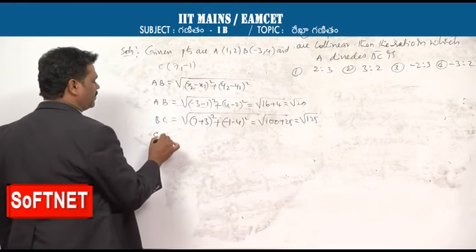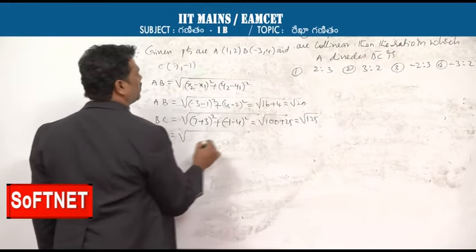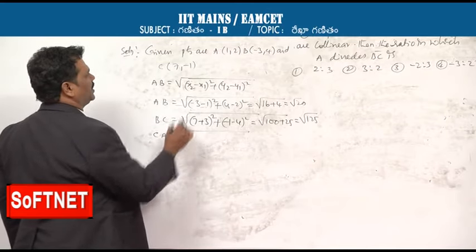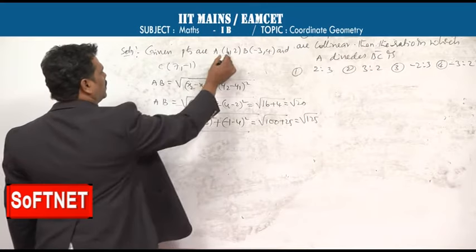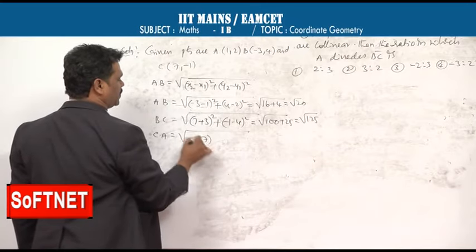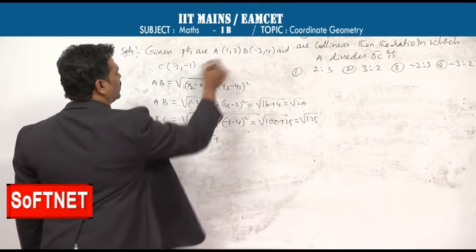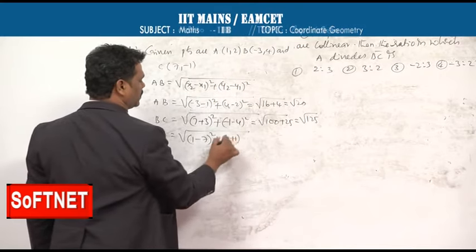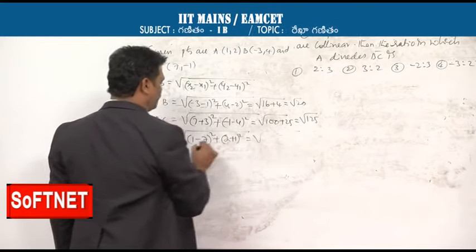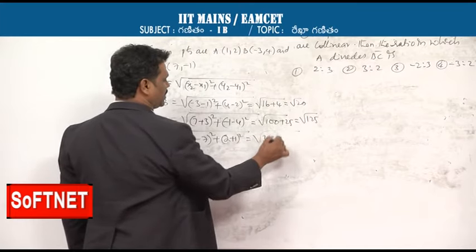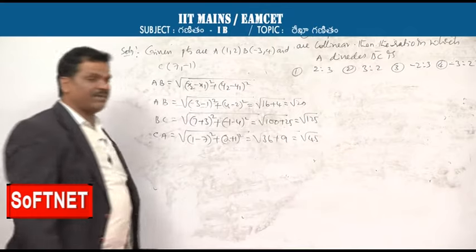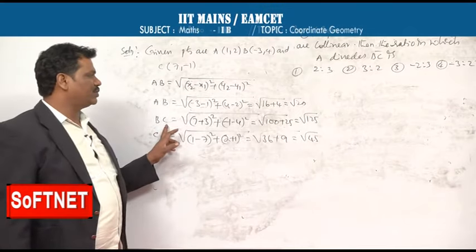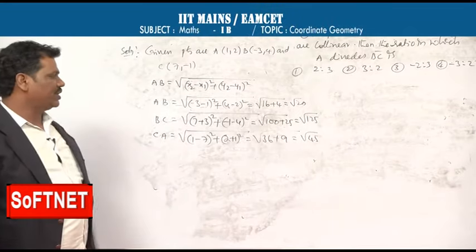So here CA, the distance of CA, equal to what here? A is 1 comma 2, C is 7 comma minus 1, so (1 minus 7) whole square plus (2 plus 1) whole square, equal to under root of minus 6 whole square means 36 plus 9, equal to root 45. So AB distance is root 20, BC distance is root 125, CA distance is root 45.